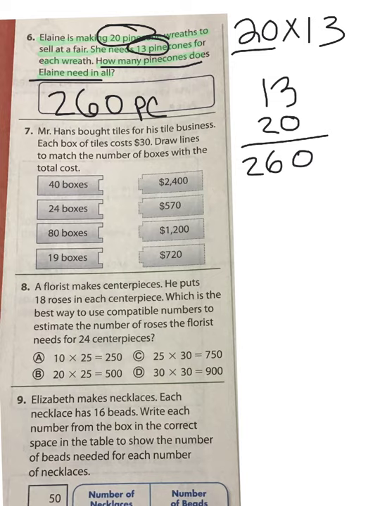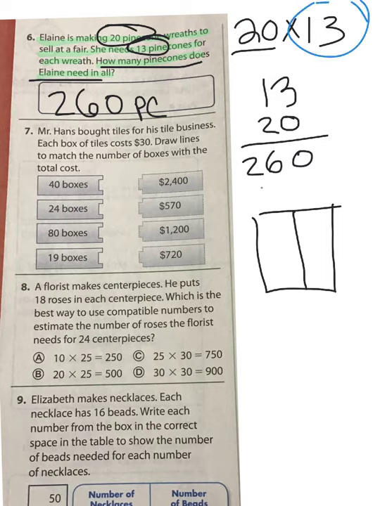pine cones. For those of you who like to use the box method when you're using a multiple of 10, just draw your box, divide it into 2 parts instead of 4. On the top, divide it into the number that is not a multiple of 10. So we have 10 and 3. On the side, you're going to write 20. And then in the boxes, you're going to multiply 20 times 10 is 200.